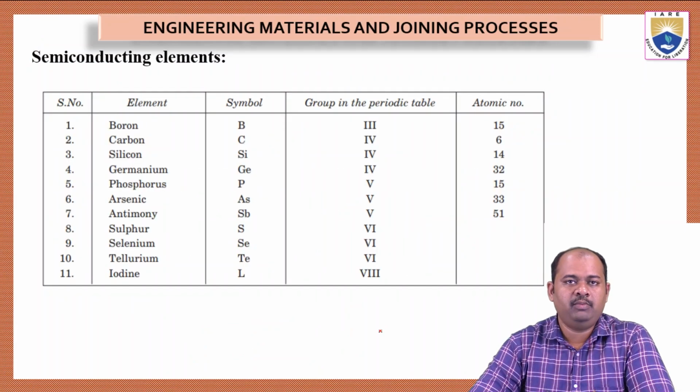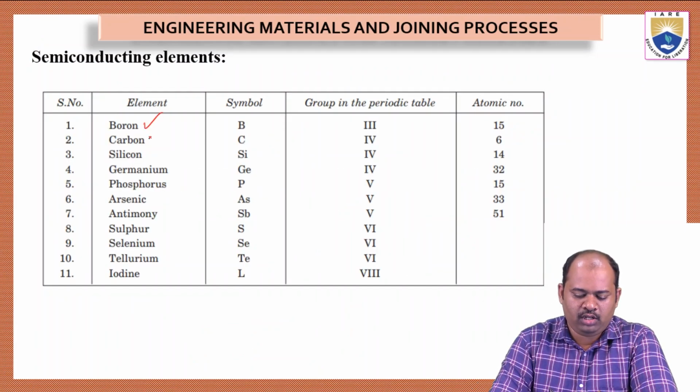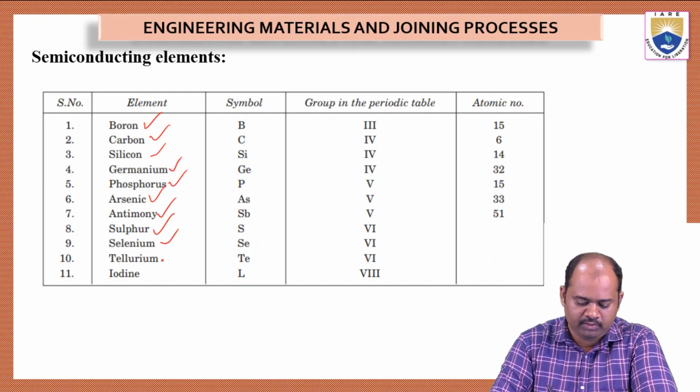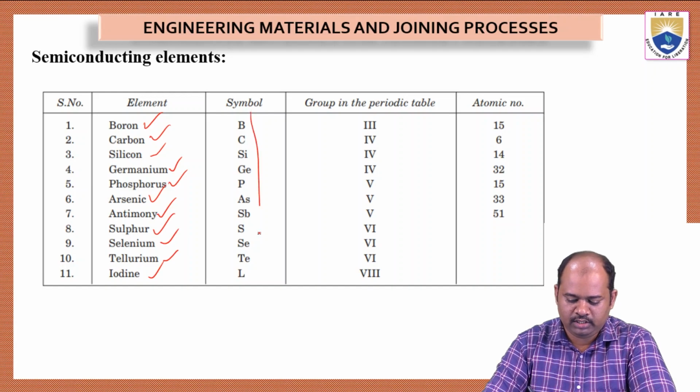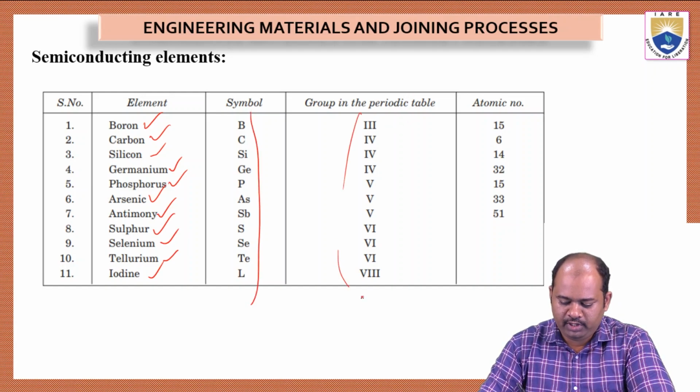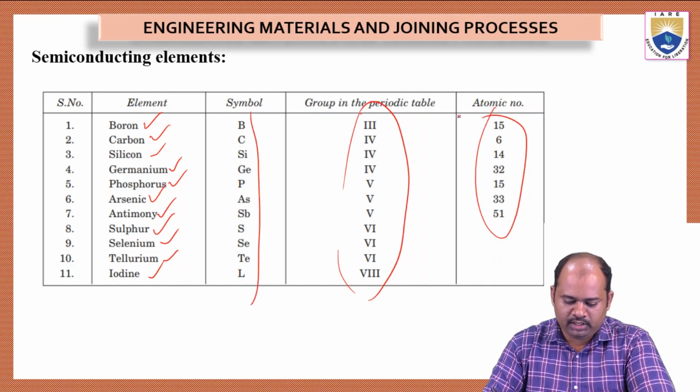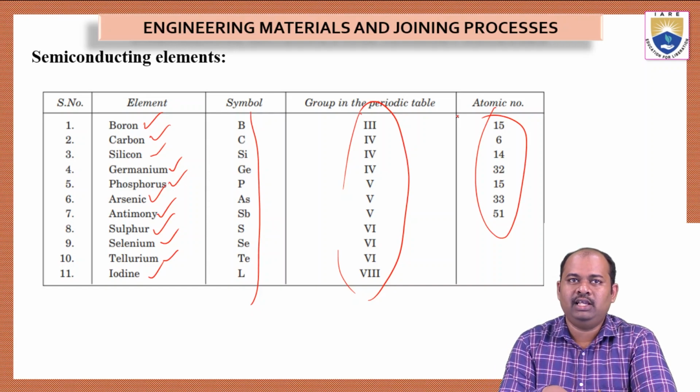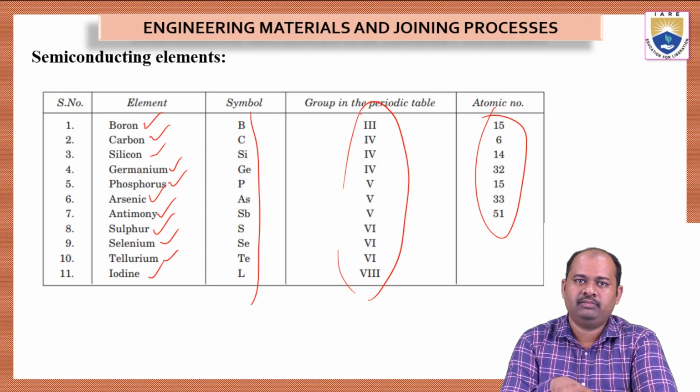And then we have some semiconducting elements. These are boron, carbon, silicon, germanium, phosphorus, arsenic, antimony, sulfur, selenium, tellurium, iodine. These are the symbols and groups in the periodic table, and their atomic numbers are there. These are some of the examples of semiconducting elements.